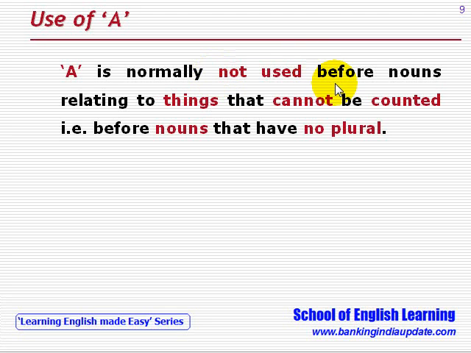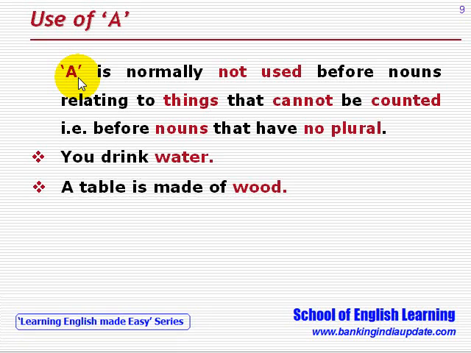A is normally not used before nouns relating to things that cannot be counted, that is, those nouns which don't have plural. For example, you drink water. So water cannot be counted. So water does not have plural. Hence, a will not be used. A table is made of wood. So wood cannot be counted. Hence a will not be used before it.